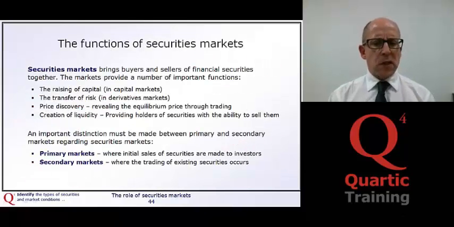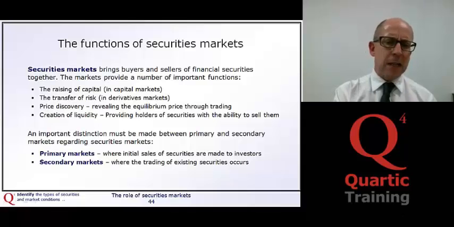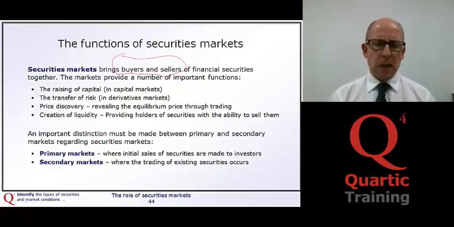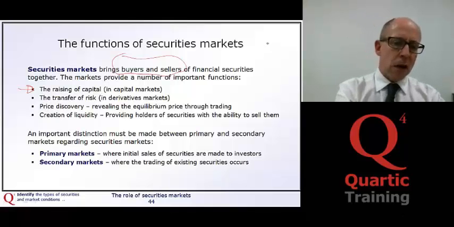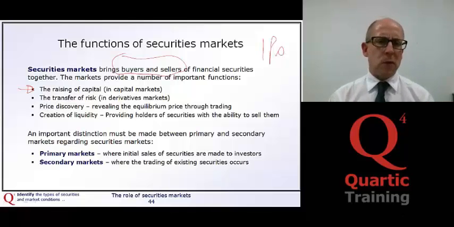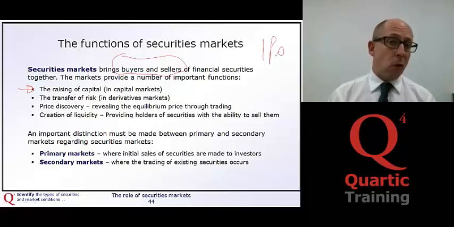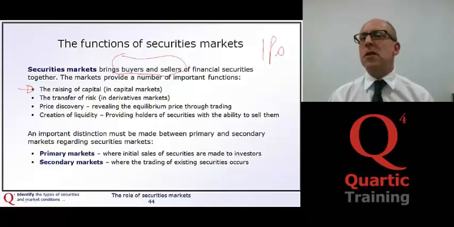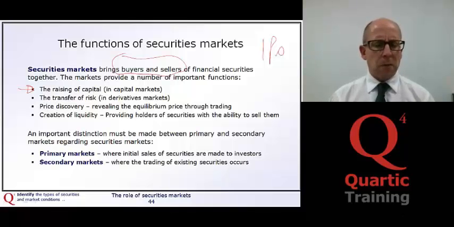So the functions that securities markets play really are to bring together the buyers and sellers of financial securities. So in the first place, we've got the raising of capital. So this is where a company, for example, comes to the market with an initial public offering, an IPO as it's called, and they're looking for external investors. They're looking for people to come in to take an ownership stake. Or, of course, the company could issue a bond. A bond is a debt instrument that enables them to borrow money, usually more cheaply than a bank loan.